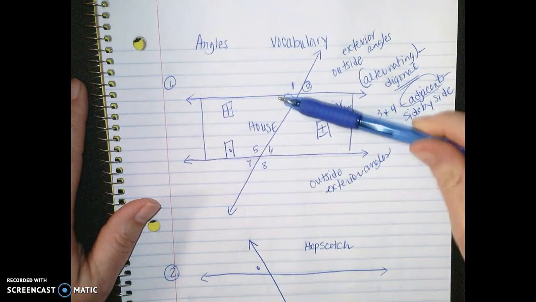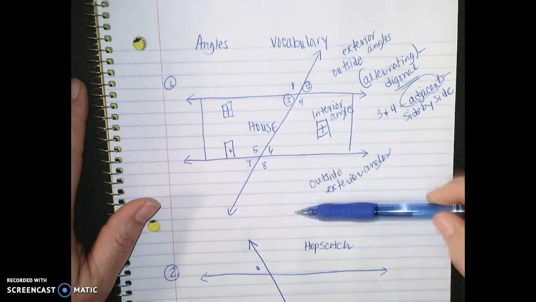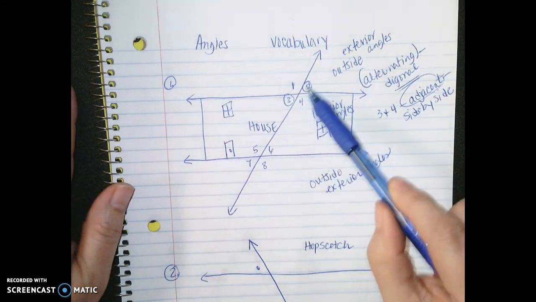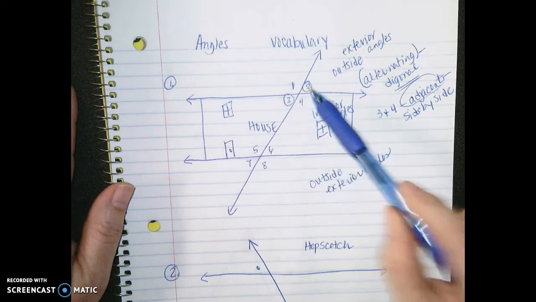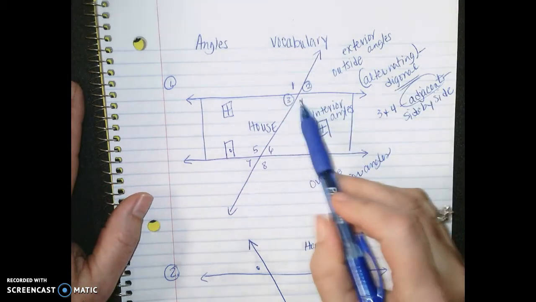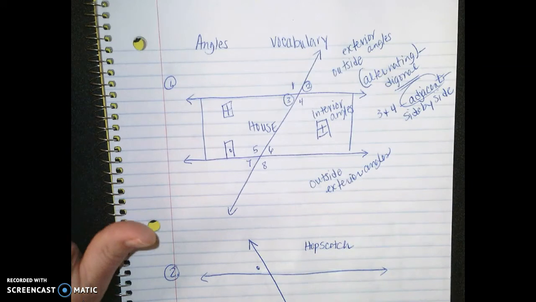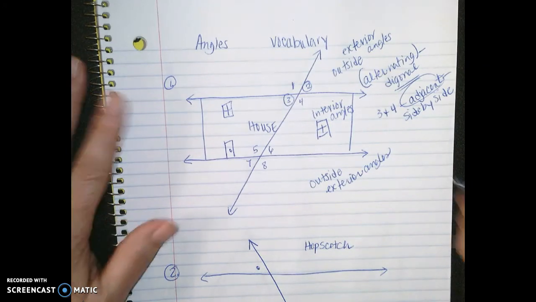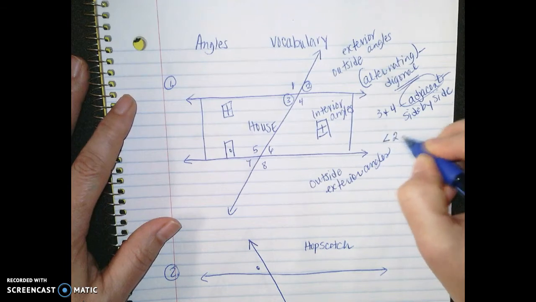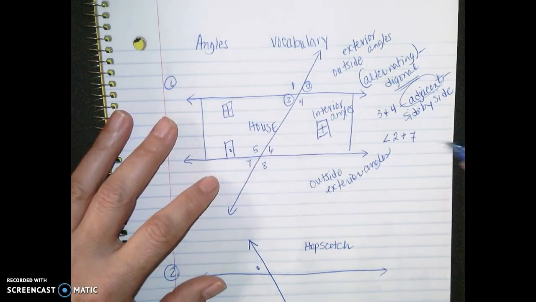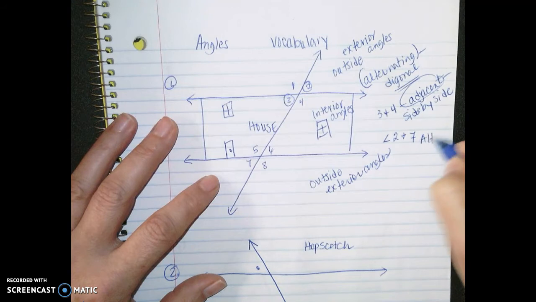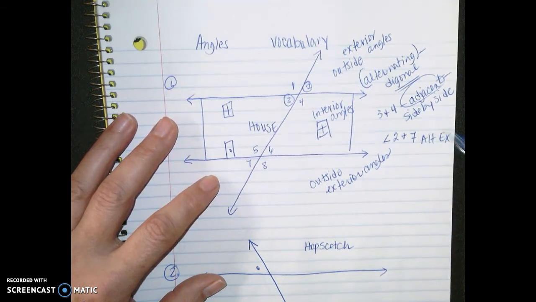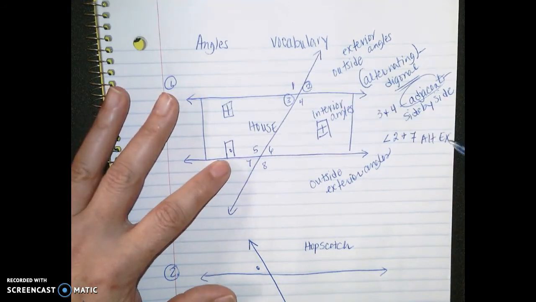So now you've got the vocabulary. You've got interior angles, you've got exterior angles, you've got alternating angles, and you have adjacent angles. So here's the question. Where would be a pair of alternating exterior? That would be angle 2 and 7. Alternating exterior. There are diagonals and they are outside.